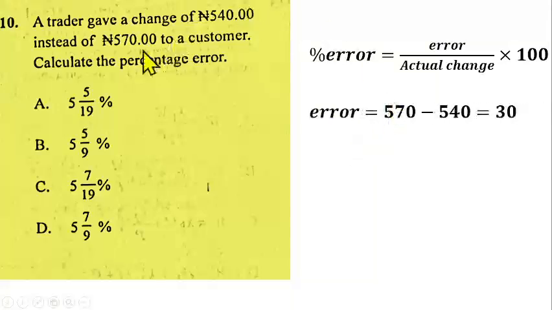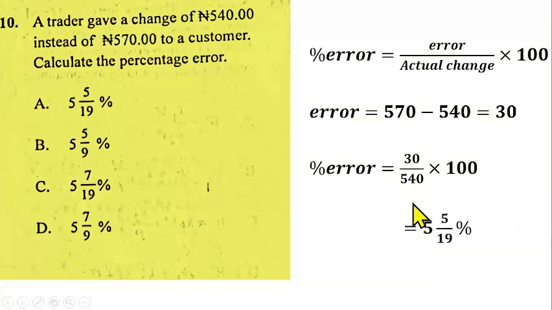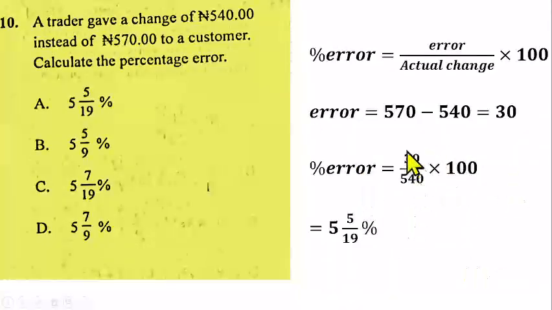So error will be 570 minus 540, that will give us 30 naira. 30 naira is the error in the change given. So therefore percentage error will now be 30, which is the error, over the actual change, which is 540, multiplied by 100. And if you simplify that further, 0 will cancel 0 and reduce it. You'll be having 5 over 19 percent as the correct answer, which is option A for question number 10.